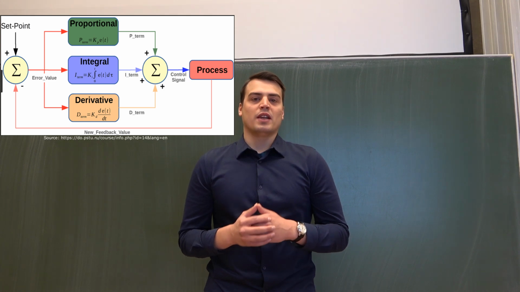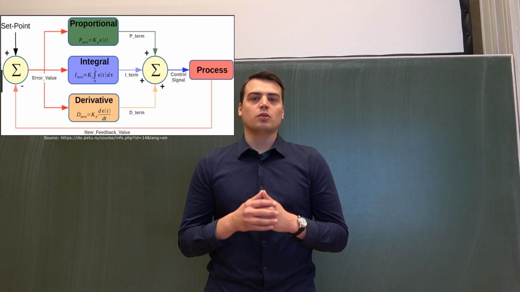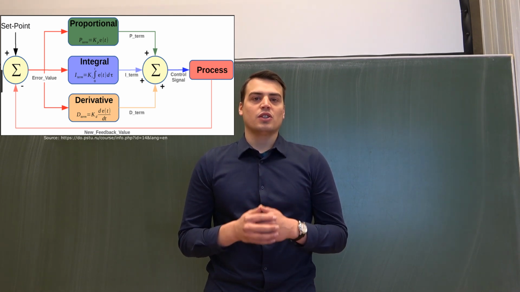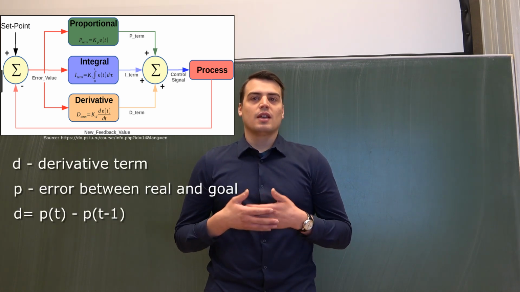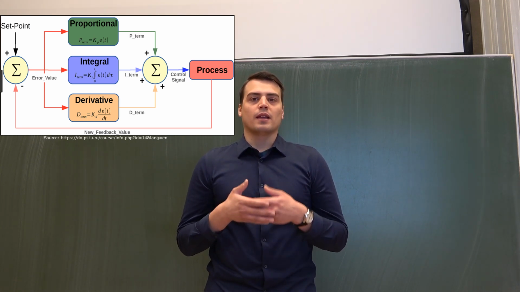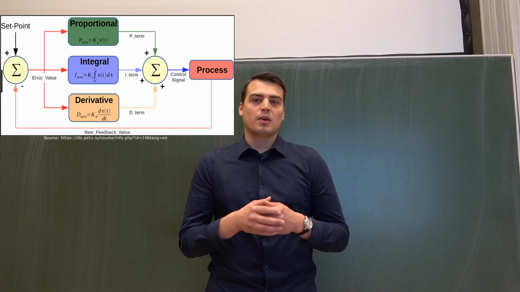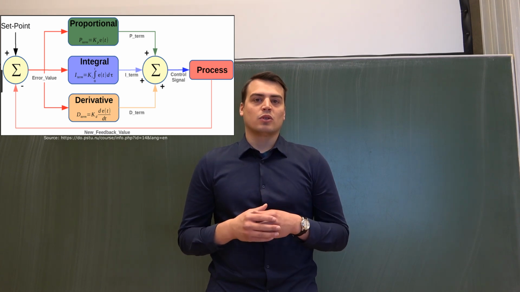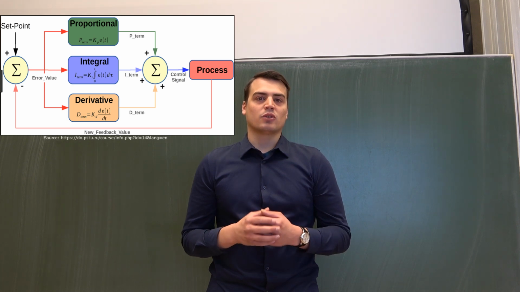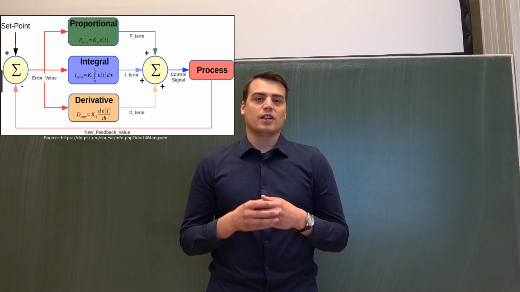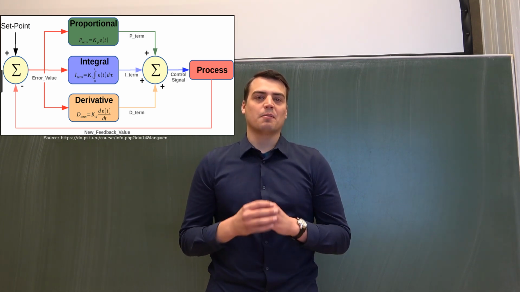The last component of the PID controller is the derivative part, which adjusts the output based on the rate of change of the error between the real and desired values. It's an important part that improves the system stability by damping oscillations. But in practice, the D part of the controller is often not used, because in many cases a PI controller is sufficient. The adjustable parameter for the derivative part is the derivative time.